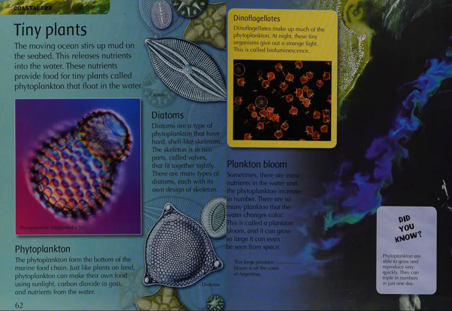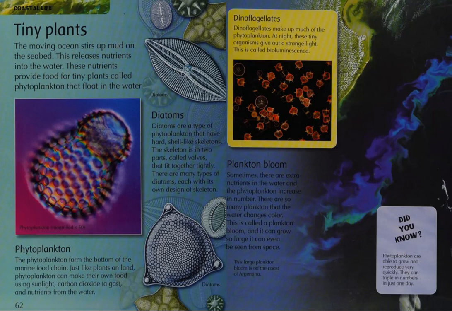Diatoms. Phytoplankton. The phytoplankton form the bottom of the marine food chain. Just like plants on land, phytoplankton can make their own food using sunlight, carbon dioxide, a gas, and nutrients from the water. Phytoplankton, magnified times 50.